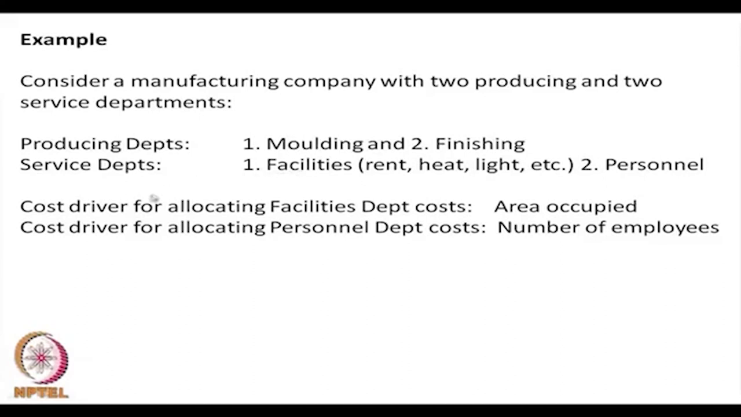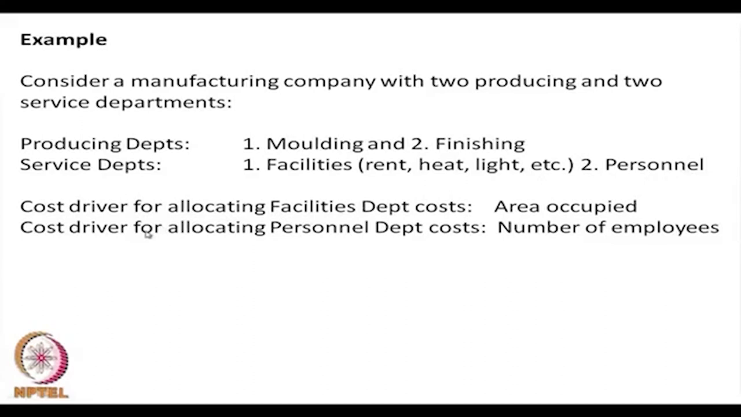Now, here the company has decided that cost driver for allocating facilities department's cost will be area occupied. That means, the area that is occupied by the personnel department, by the finishing department, by the molding department will be the cost driver to determine how the facilities department's cost will be allocated to each of these three departments.